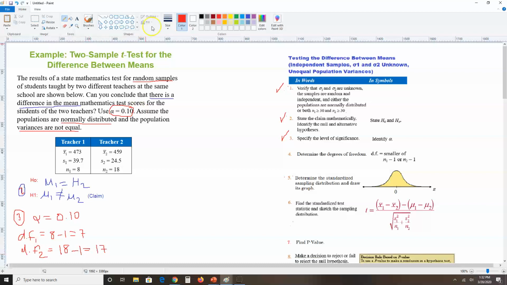So you can see I had 2 degrees of freedom, but which one am I going to choose? The smallest one. So I'm going to choose 7. And that's what step number 4 is about. And we did step 4. Here we go now with step 5.